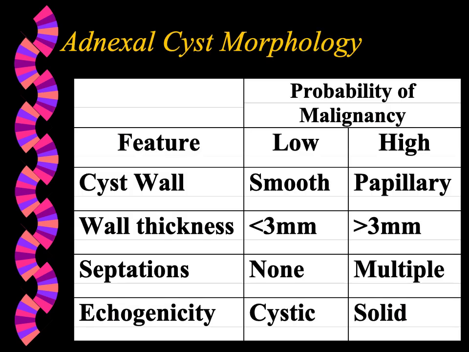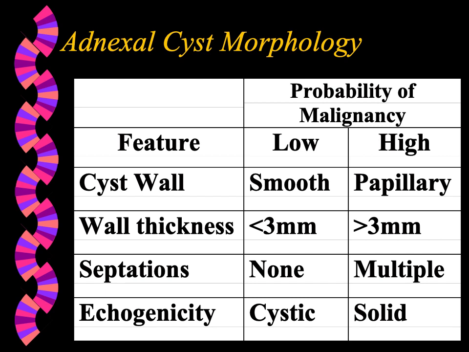So the most important thing when we have an adnexal mass or an adnexal cyst is looking at the morphology, because the key thing is, is it benign or is it malignant? And so ultrasound can really help us to determine whether it's benign or malignant. So for the probability of malignancy, there are certain features that would suggest a lower suspicion or a higher suspicion.